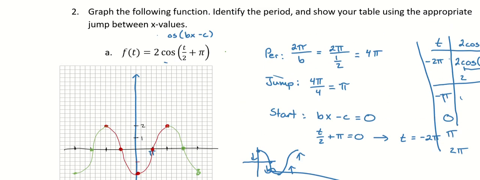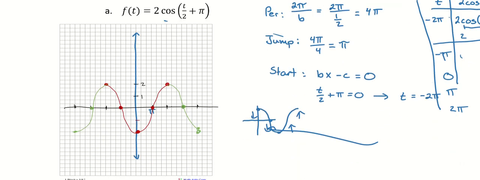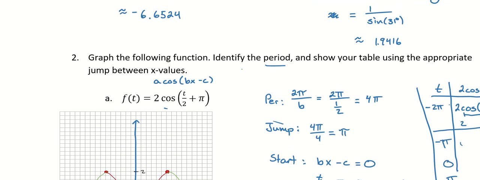For this, I would give you, I think, 5 points for this problem. A point for the period, a point for the jump, a point for the start, a point for the table, and a point for the actual graph. So there'd be 5 total points on this problem. And we'll say there's our 5.